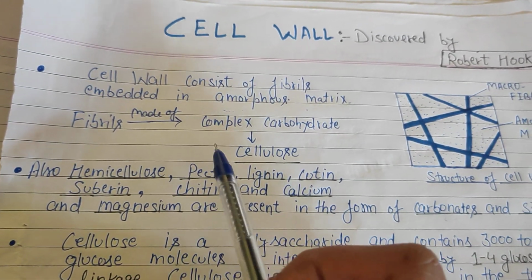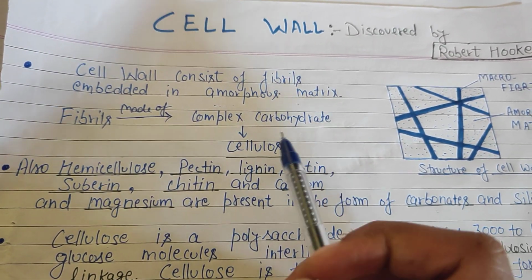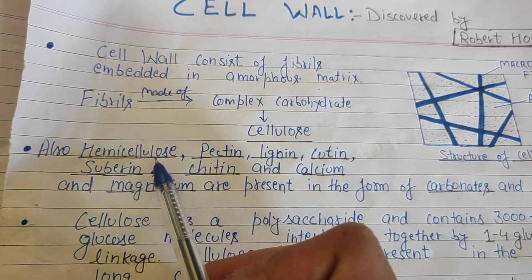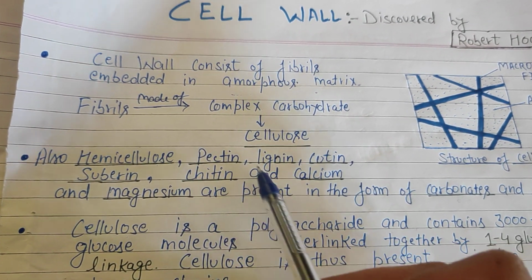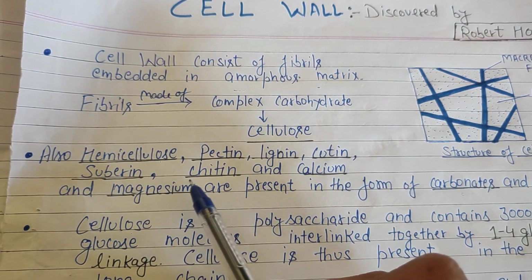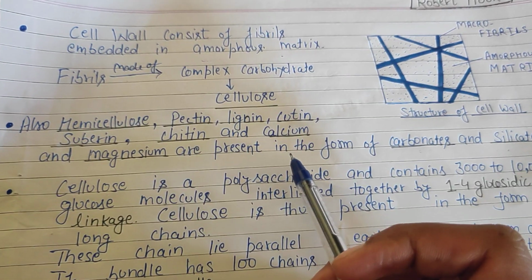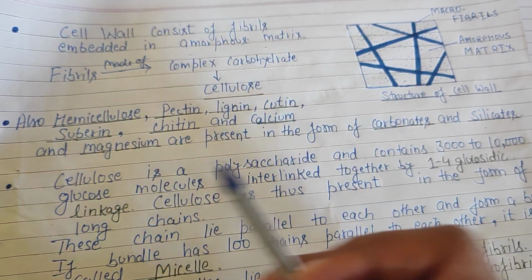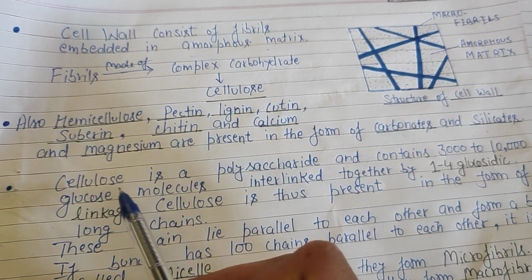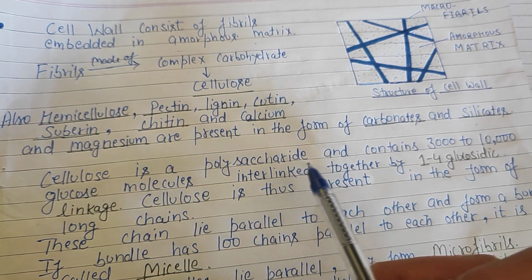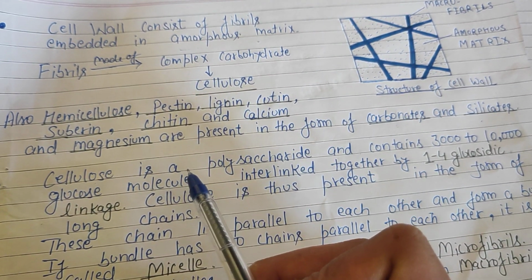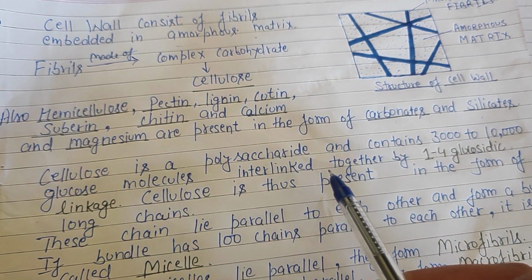Fibrils are complex carbohydrates such as cellulose. Apart from cellulose there is also some presence of hemicellulose, pectin substances, lignin, cutin, suberin, chitin, and moreover calcium and magnesium are present in the form of carbonates and silicates. Cellulose is a polysaccharide consisting of 3000 to 10,000 glucose molecules interlinked by 1,4-glucosidic linkages.